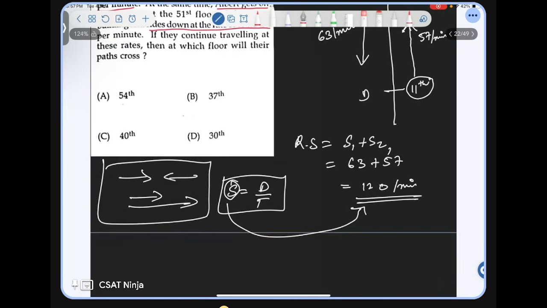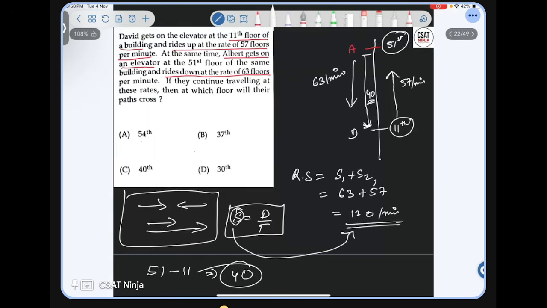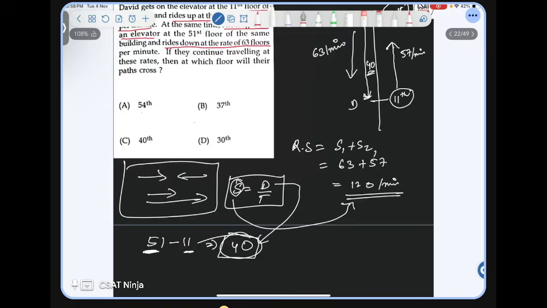So can I say like this? Albert is at 51st. If I subtract this 11th floor, then the distance between these two will be nothing but 40. The distance between Albert and David is 40 floors, okay? Because Albert is at 51st floor and David is at 11th floor, that means the floors between Albert and David is 40. So the distance between these two is 40 floors.